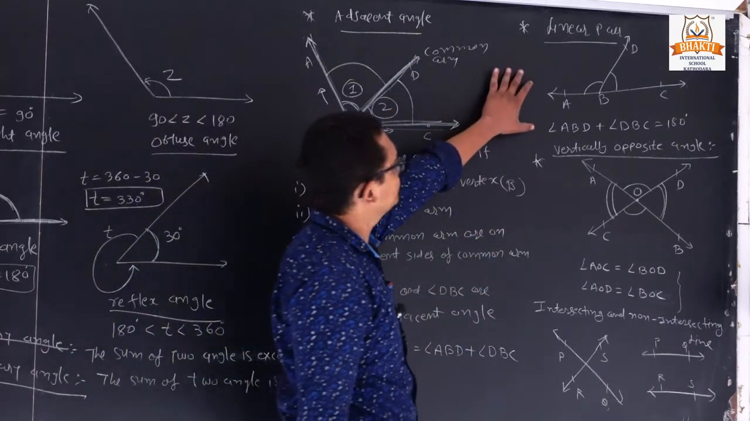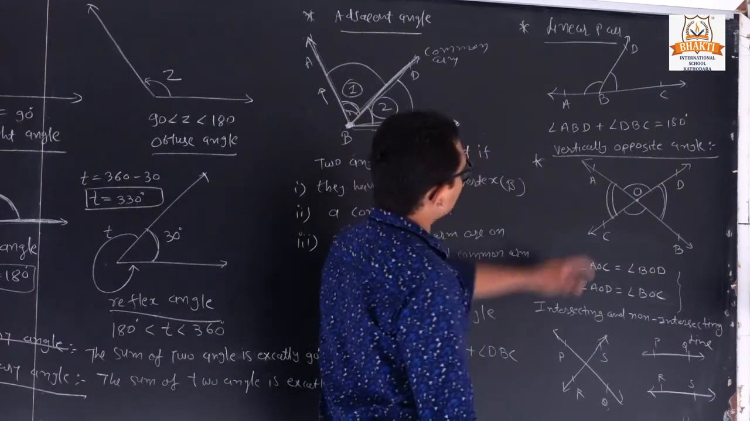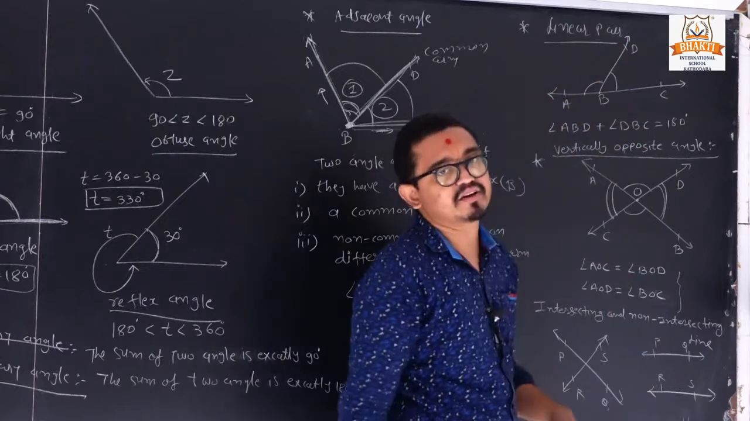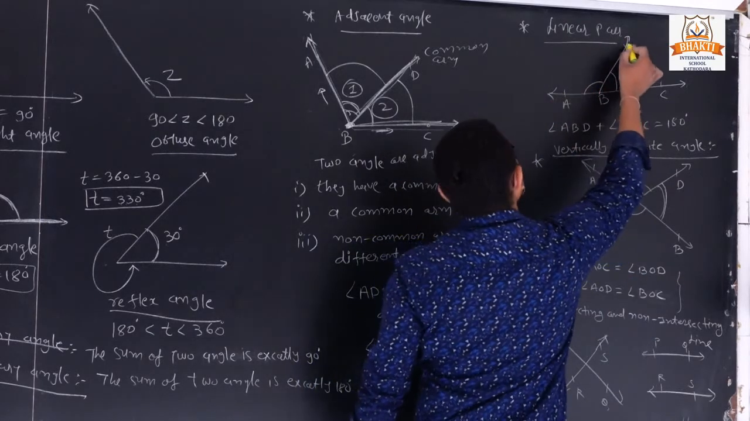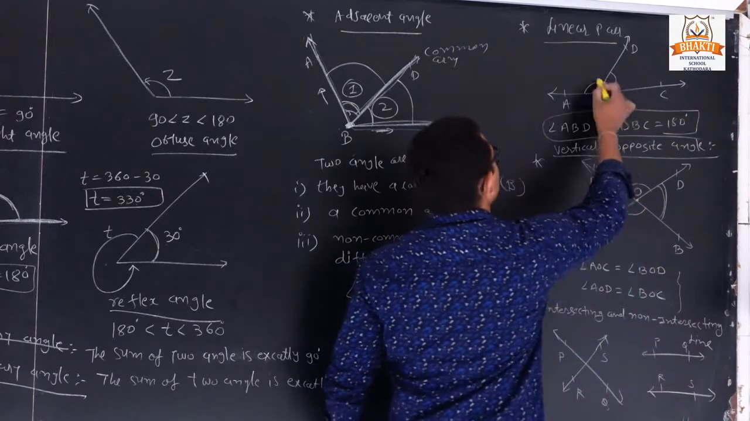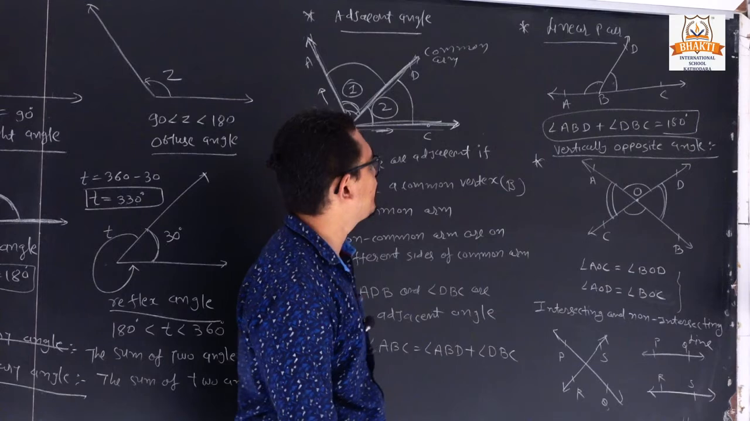Now last, linear pair. It is very easy. If two angles create exactly a straight line, it is called a linear pair. So it means what? ABD plus DBC is always equal to 180 degrees. So this is called a linear pair. Clear? This is called a linear pair.